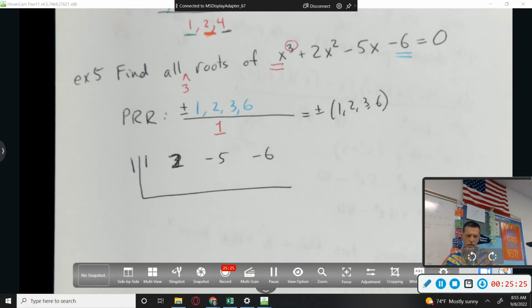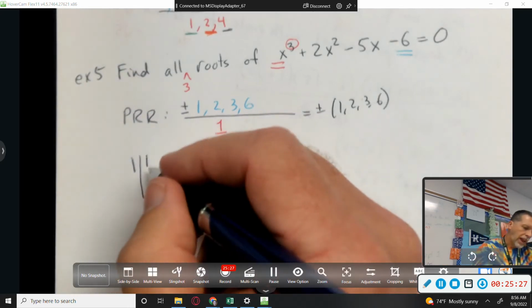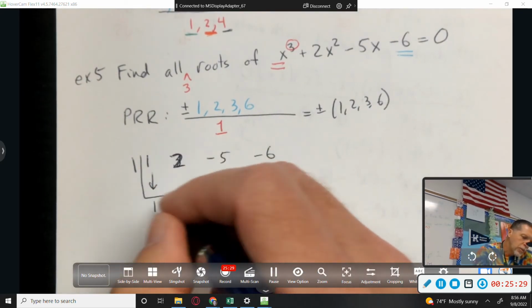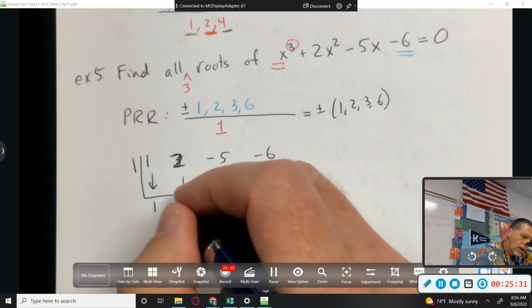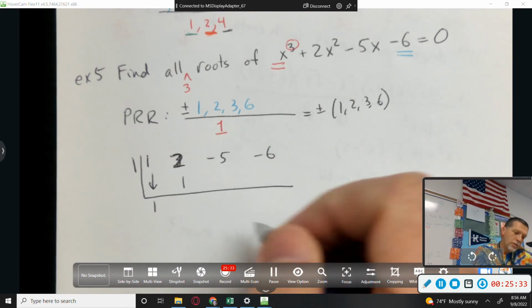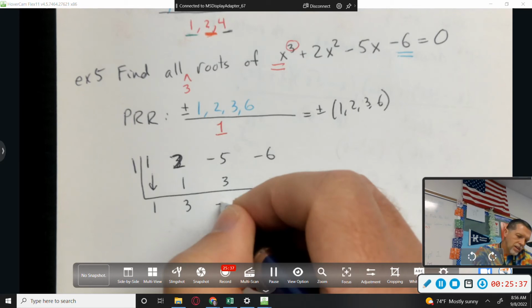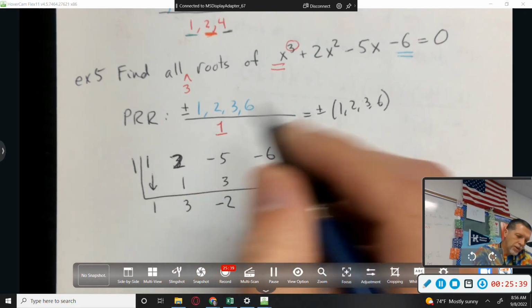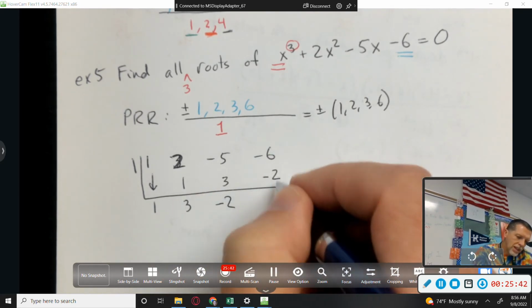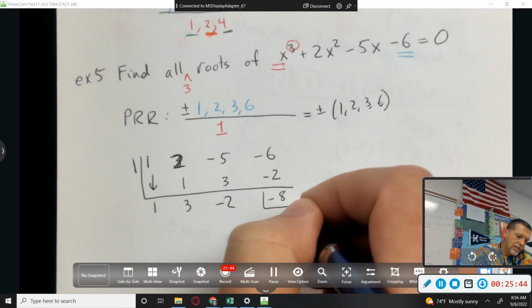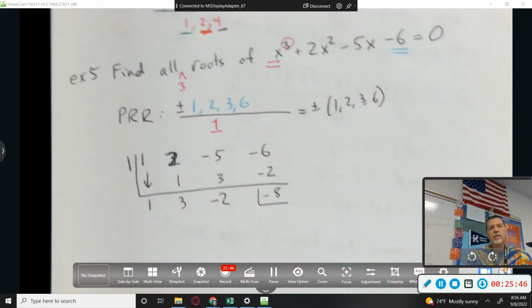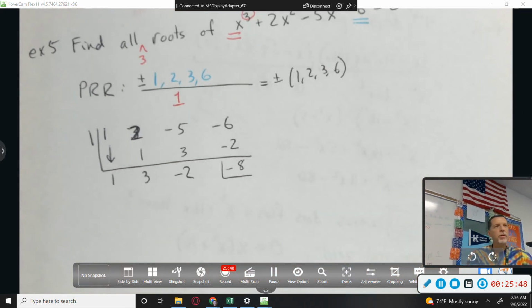Good, remainder 0. And we have synthetic division, so that goes pretty quick. Although, I don't know that it's 0, so I better slow down here and make sure I don't make any mistakes. Multiply, add, multiply, add, multiply, add. Negative 8. So that's unfortunate. 1 did not work.